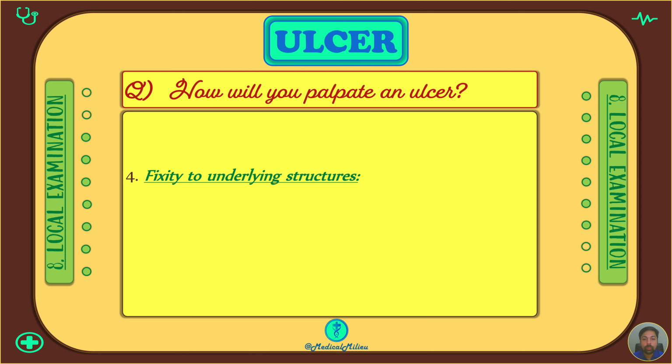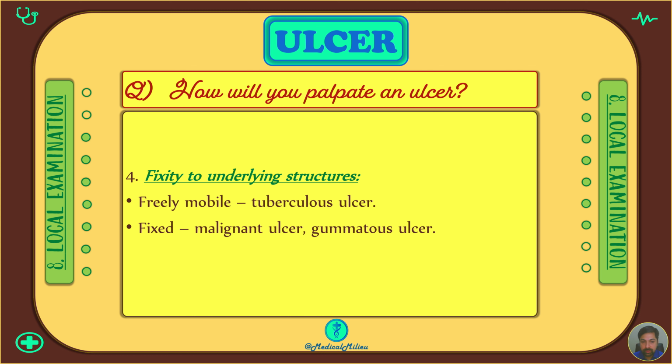Fixity of the ulcer to underlying structures is checked. If the ulcer is freely mobile, it is usually seen in tuberculous ulcer. If the ulcer base is fixed, it suggests a malignant ulcer or a gummatous ulcer.